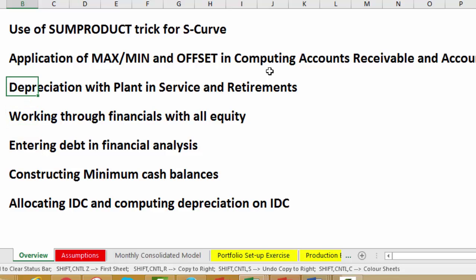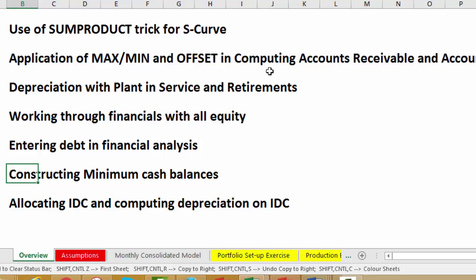And I'm going to do that with all equity first to get the balance sheet to balance. Another suggestion somebody from some company like Deloitte told me about in one of my classes. It was an excellent suggestion. Get the balance sheet balanced with all equity first. Then we're going to enter debt in our financial analysis later. And then finally constructing and figuring out the cash balances and how much cash you need before it's all drained out. You don't want to have negative cash, that's for sure.